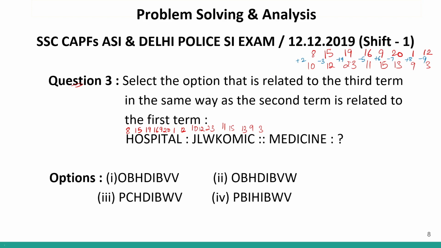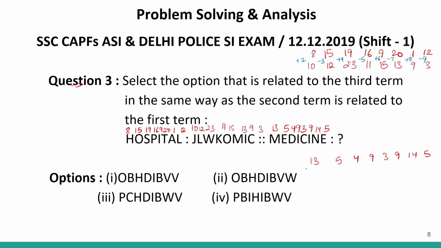So this is the logic. Plus 2, minus 3, plus 4, minus 5, plus 6, minus 7, plus 8, and then minus 9. So similarly, we'll do the same thing for medicine. So medicine first, let me give them forward ranks. So M is 13, E is 5, D is 4, I is 9, C is 3, I is 9 again, N is how much? 14 and E is 5. So it is 13, 5, 4, 9, 3, 9, 14 and 5.